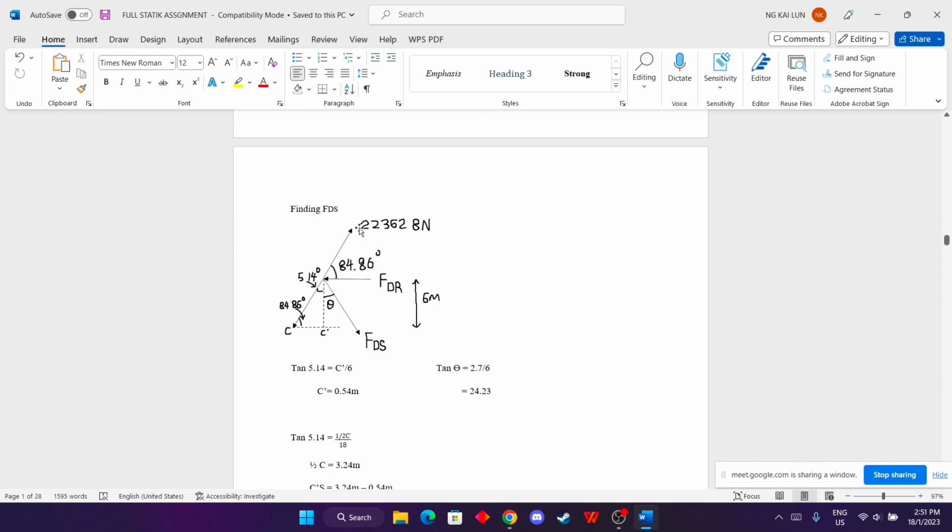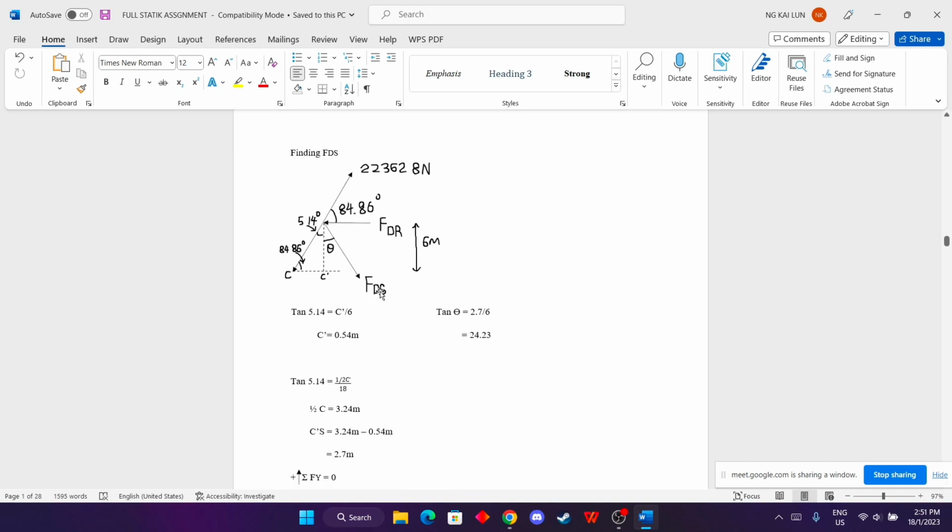For finding FDS, we have the force member that we found just now, and this is the free body diagram. Same step as usual, 5.4, since they share the same angle all the way here. C prime is here, divided by 6, which is the height given at the very start of the equation. So we found out that the length here was 0.54.